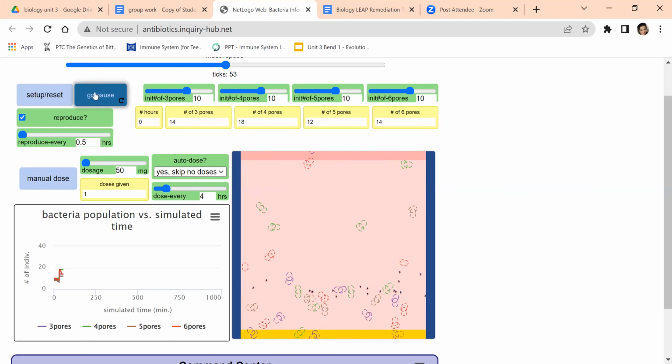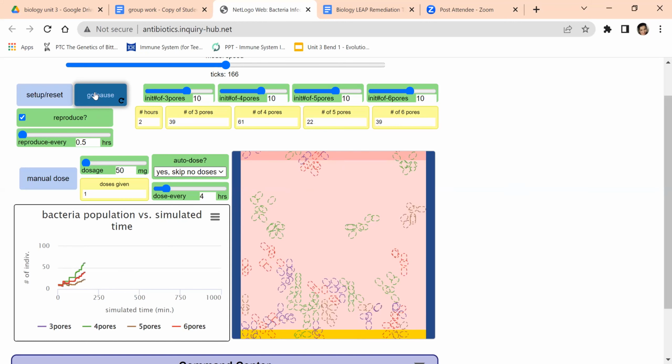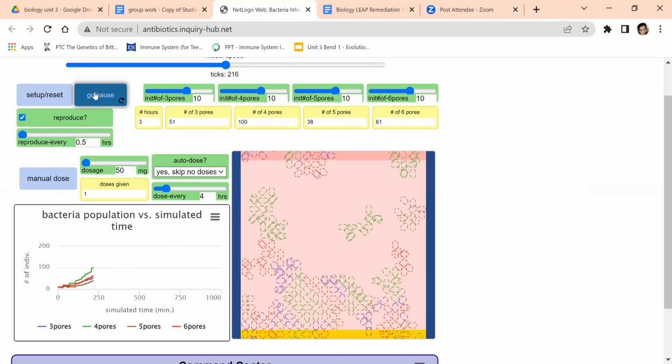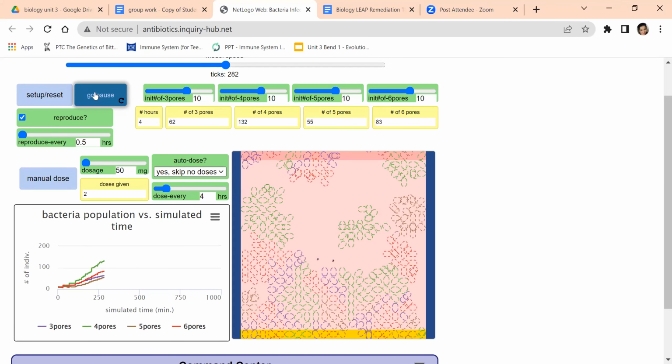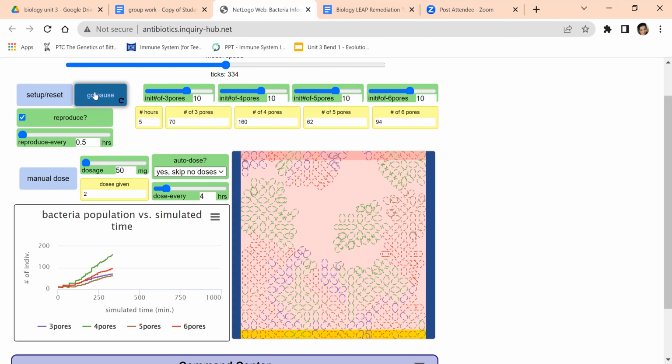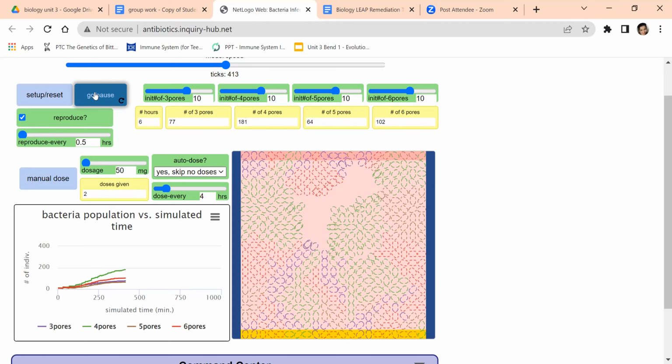And so here come your antibiotics. And so that was our first dose, but look at those bacteria reproducing. Goodness, they just keep on reproducing every 30 minutes. And we can only take our antibiotics every 4 hours. And so they just continue to grow and grow and grow. And our antibiotics are not doing much good in this simulation. Okay, so now let's pause it and let's look what happened.